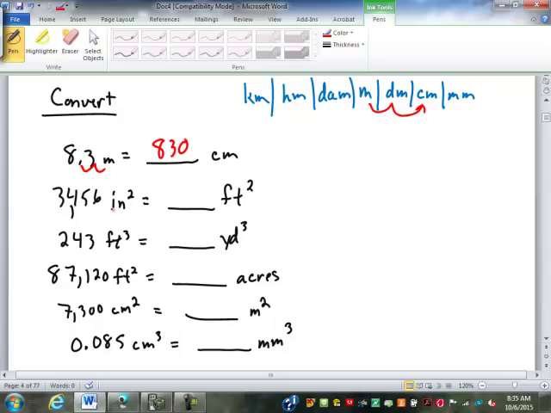The next one, though, inches squared to feet squared, are we going to just divide by 12? No. Why not? It's squared. It's not inches and feet, it's square inches and square feet. So what that means is, it's not just a foot becoming an inch, it's 1 foot by 1 foot, so that is 12 inches by 12 inches, or 144 square inches in 1 square foot. So this has to be divided by 144 instead of 12. 3,456 divided by 144 is 24 square feet.